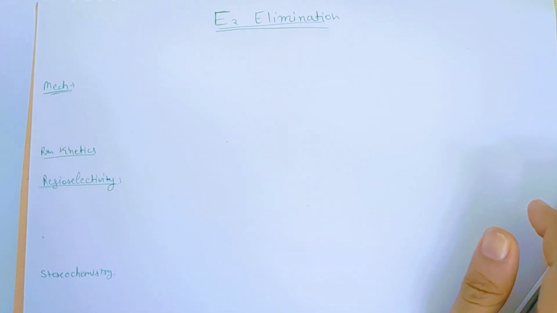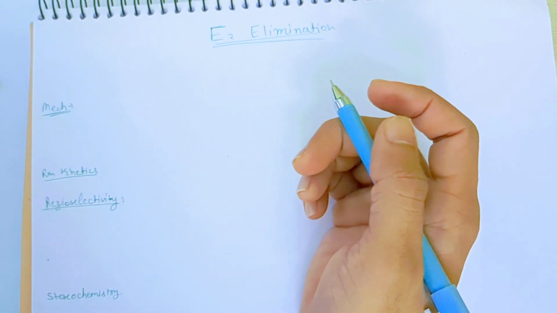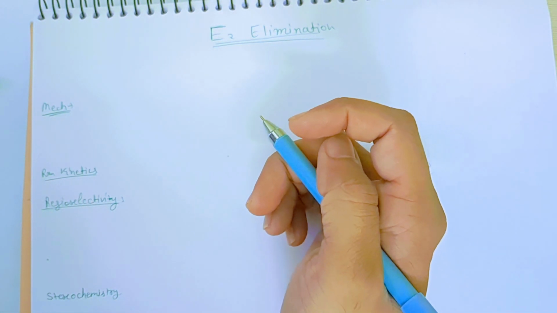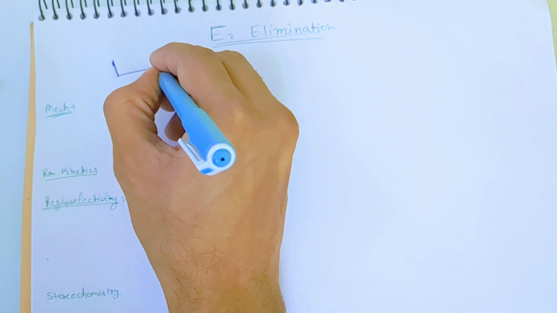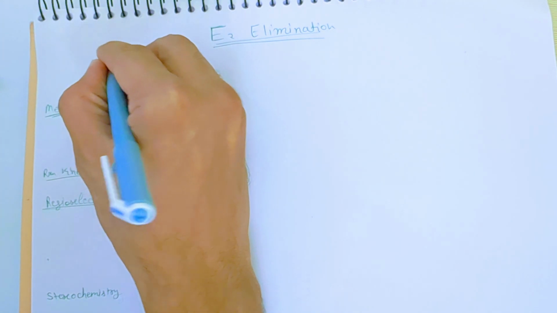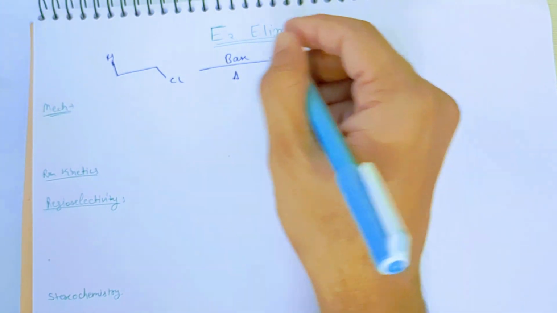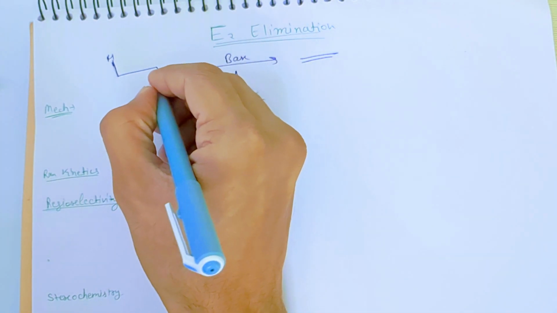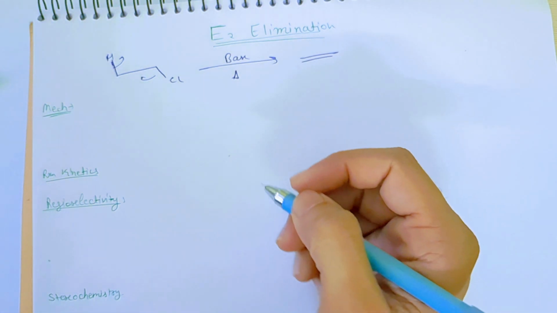Okay, let's start. First, in E2 elimination, we have to use a strong base. It can be bulky, it can be non-bulky, and formation of a double bond occurs in E2 elimination. Let's see the reaction of E2. If there is a C-X halogen bond and one hydrogen, then when we use a base with heat, alkene formation occurs. This type of phenomenon. Okay, now let's see the mechanism.